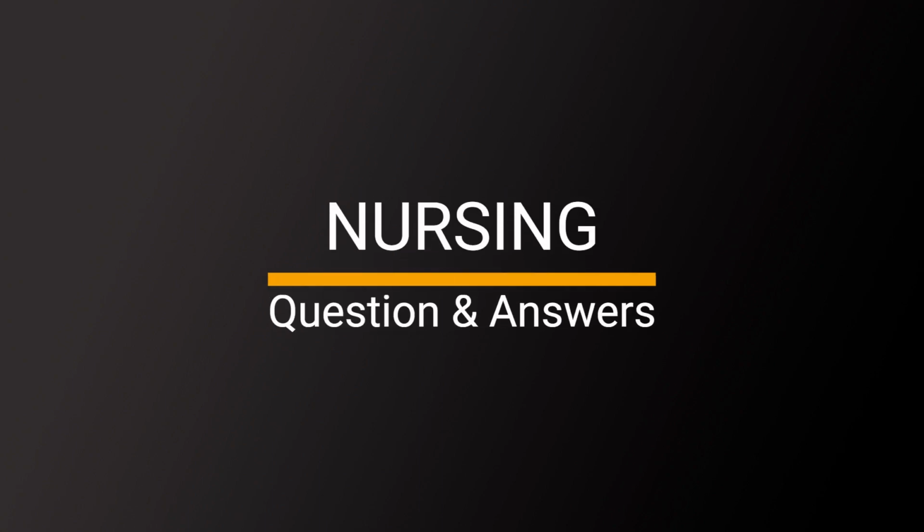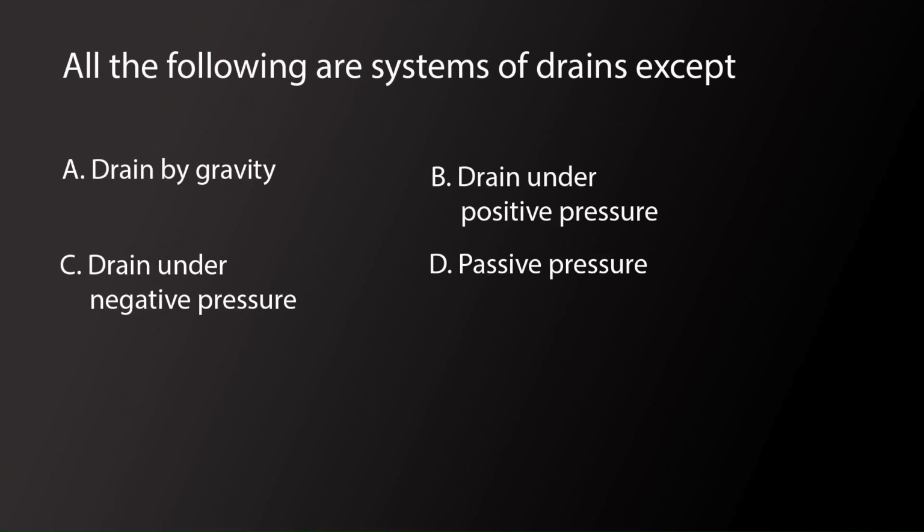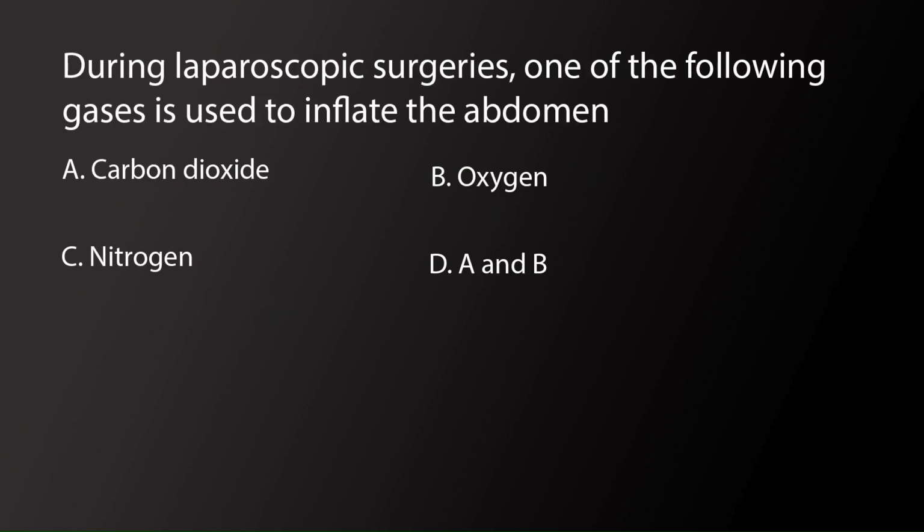Let's start. All the following are systems of drains except: Option A, drain by gravity. Option B, drain under positive pressure. Option C, drain under negative pressure. Option D, passive pressure. The correct answer is Option B, drain under positive pressure.